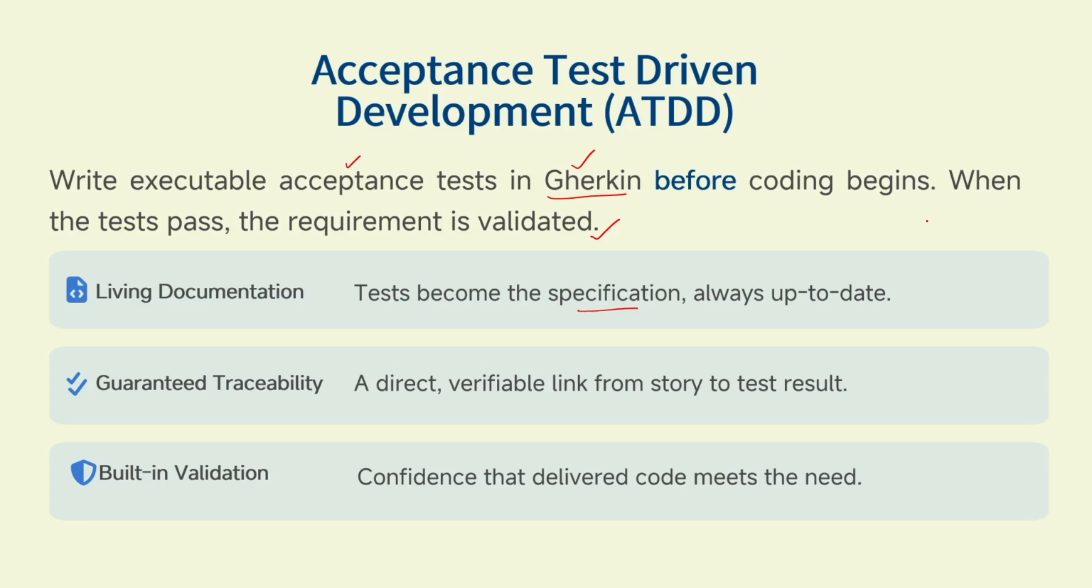Okay, so this acts as a living documentation. It also becomes a specification. It has guaranteed traceability from the user story to the test result. Okay, and since we have this built-in validation, we will have a high level of confidence that the code that is going to be delivered is meeting the requirements to a greater extent.